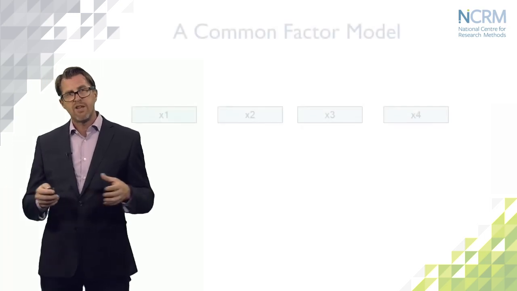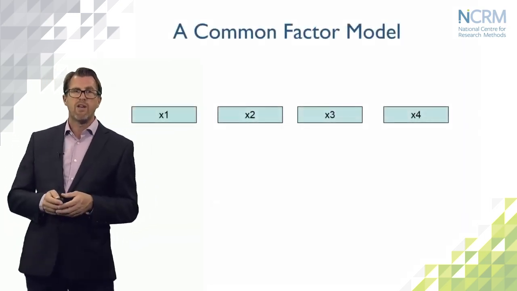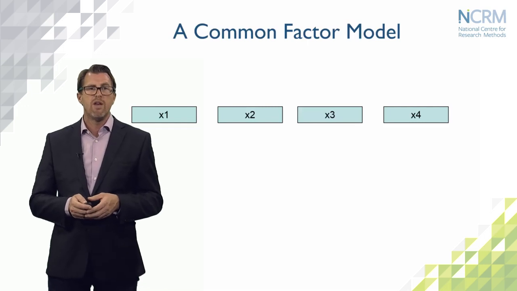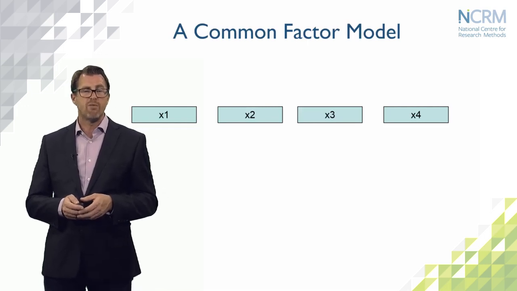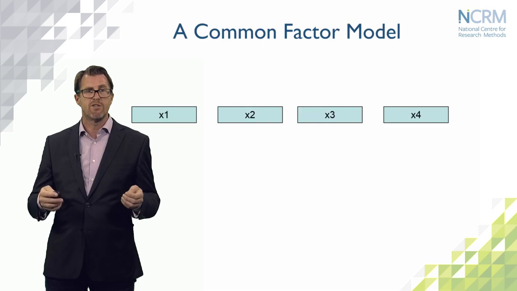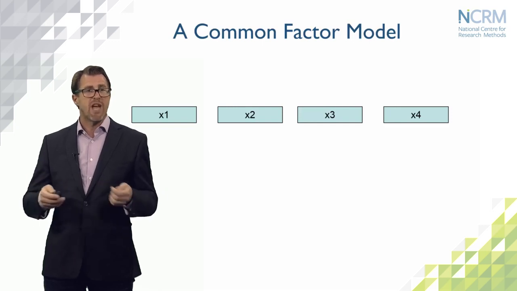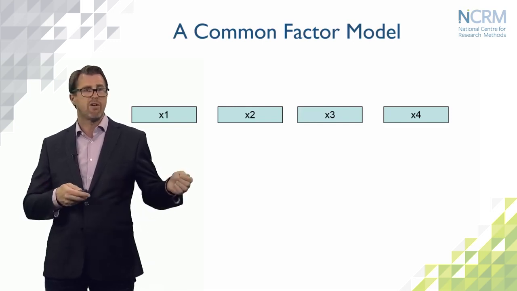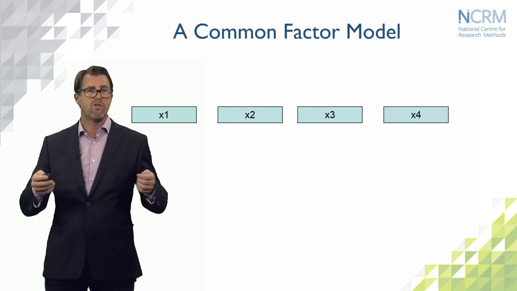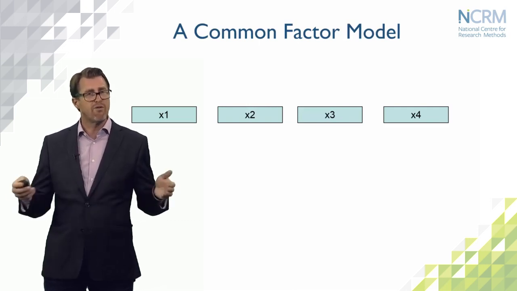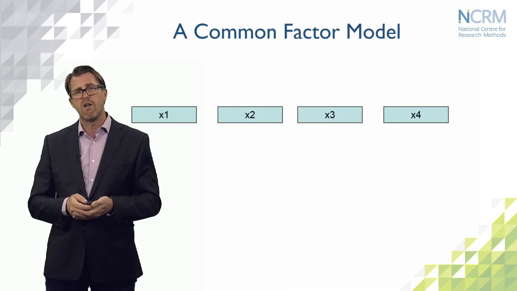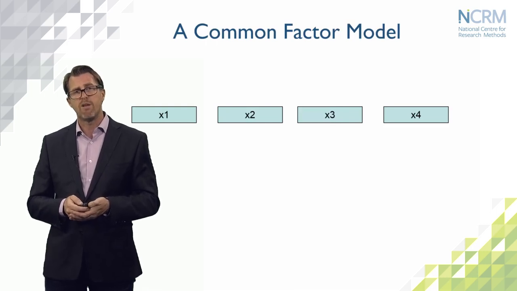We can represent this simply here with a common factor model. Here we have four measured variables. Let's think of these as questionnaire items. Again, they might be measuring happiness, different aspects of happiness. Are you happy at home, with your work, with your friends, and so on. So we've got four indicators of the same underlying latent variable, happiness.